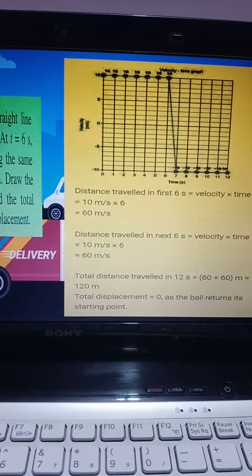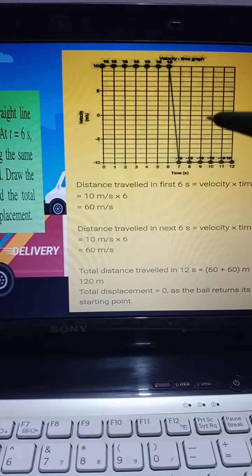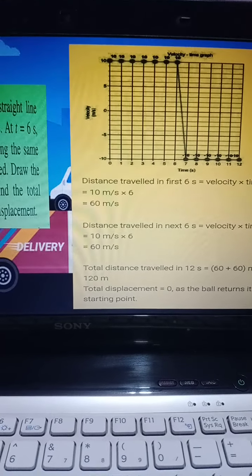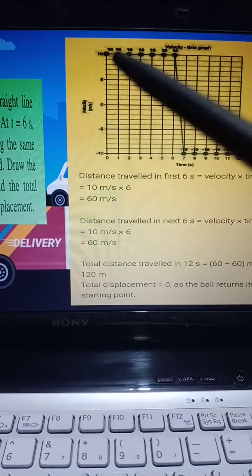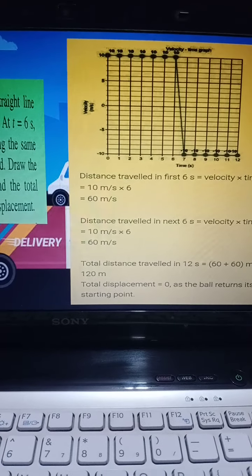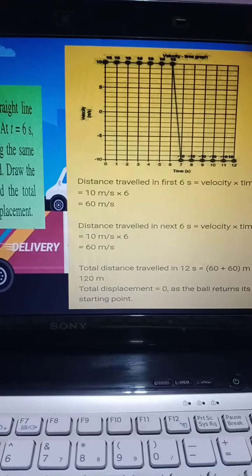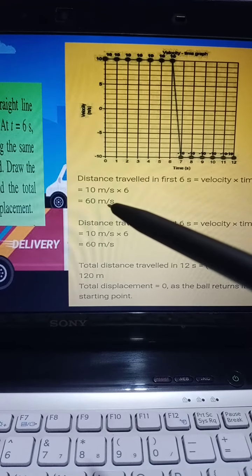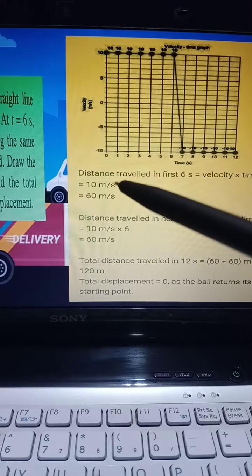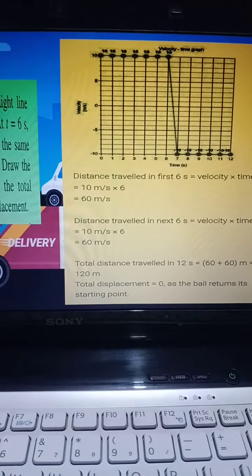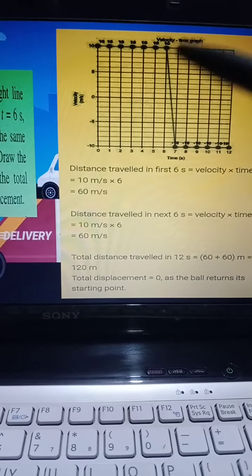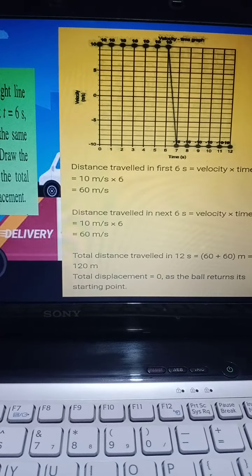But when we find out the displacement, as the ball returns back to the same point, displacement becomes 0. As well, with the help of the graphical representation, what we have learned is that when we subtract the negative quadrant from the positive quadrant, as the positive quadrant shows 60 meter and the negative quadrant also shows 60 meter, when we subtract, it will also become 0. So from both ways we have come to the conclusion that when the ball returns back to the same position, its displacement becomes 0.